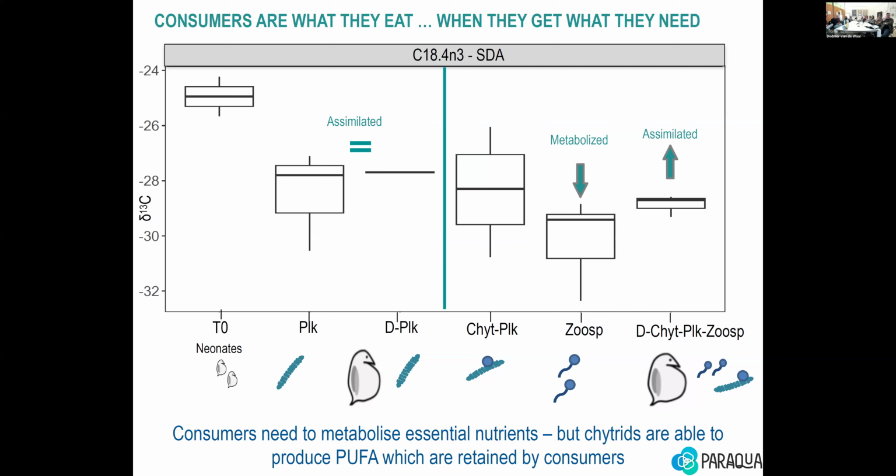When we look at the chytrid-Planktothrix, we see the signal is almost the same. So there is no metabolic pathway involved in the sporangia formation. But then at the zoospore stage, probably when the zoospore is building its fat storage, there are some metabolic pathways involved in the synthesis of stearidonic acid. And then it gets assimilated.